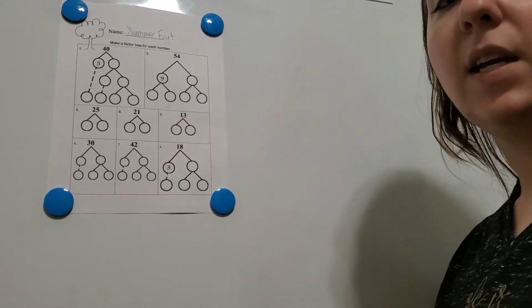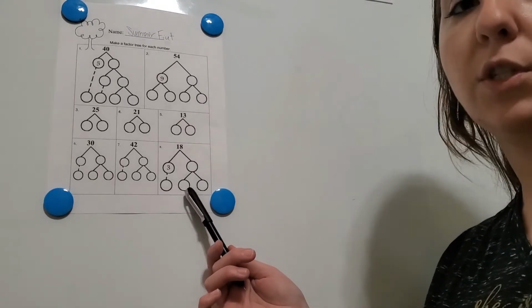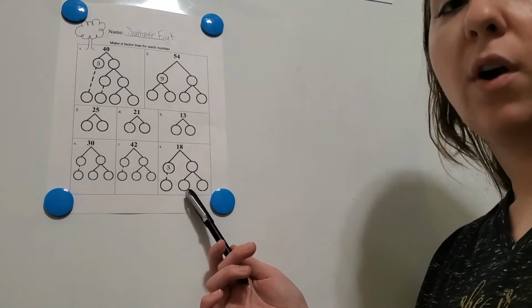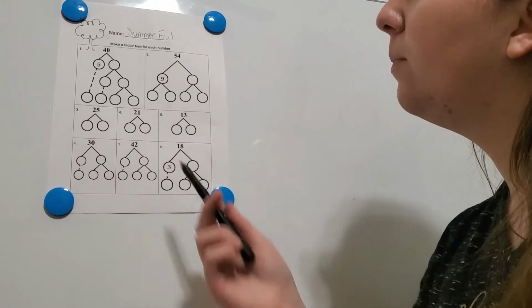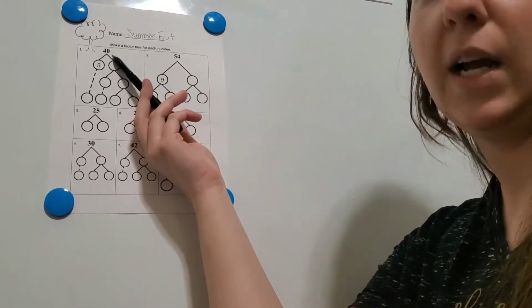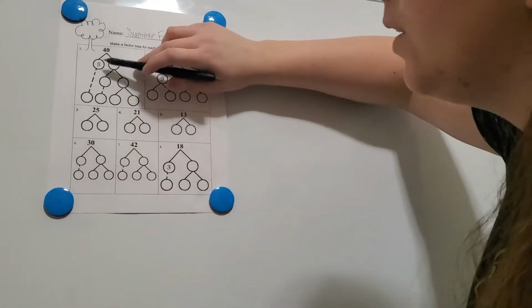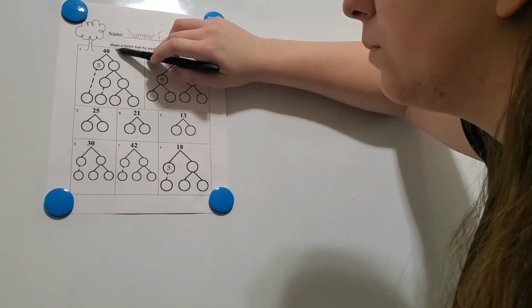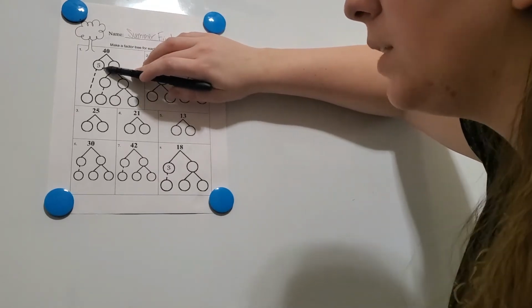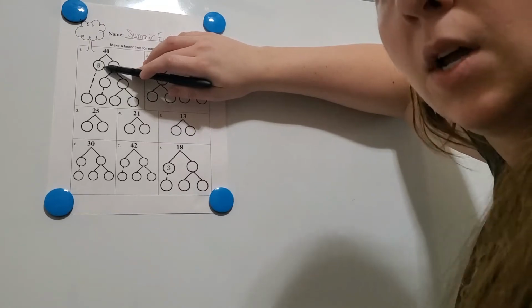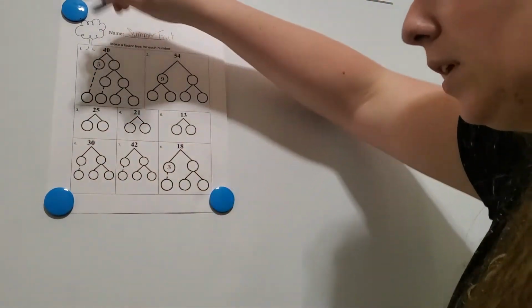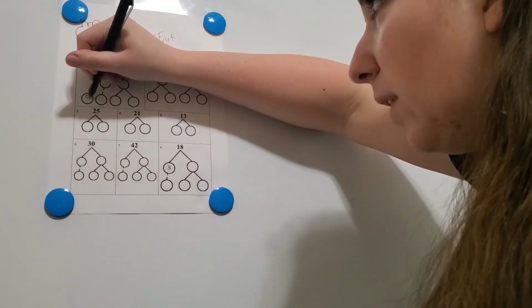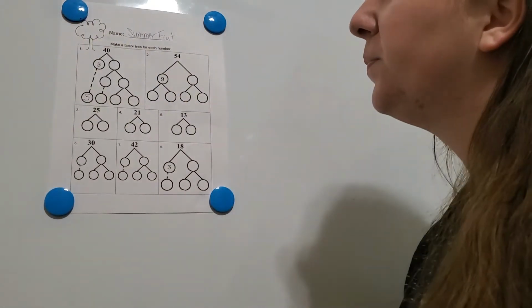So this activity is more of an individual activity. Each student would get their own sheet and they would work on it themselves. So we're going to make a factor tree for this number 40. So 5 can go into 40, and 5 is a prime number. So we're going to bring 5 down because we're done with it, and write it in this circle.